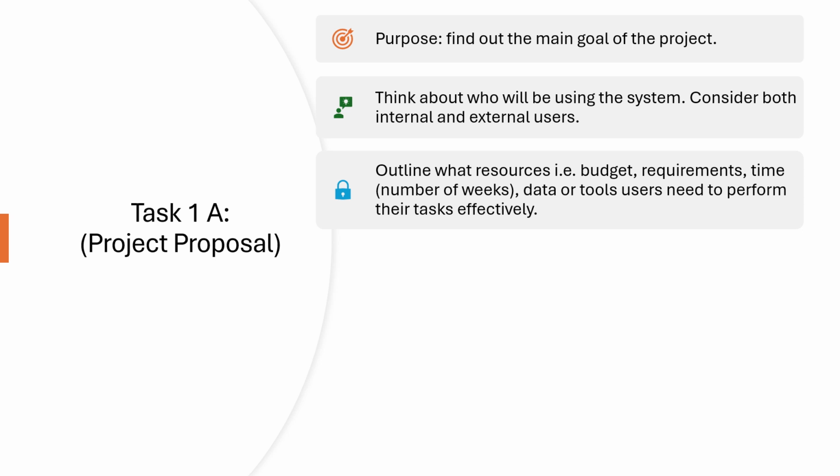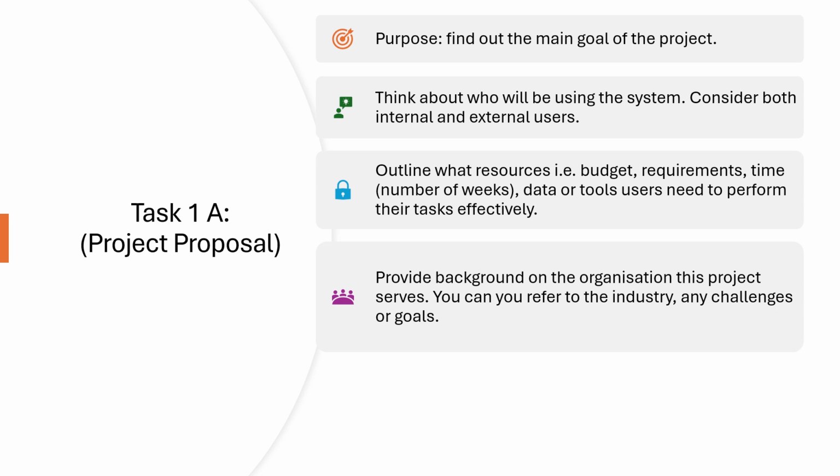You may want to outline some of the resources. So for example, the budget that you've got. So that's the actual money that has been allocated for this project. The requirements. So the requirements might reference how many screens you need, how the system needs to be designed, the accessibility features, the audience for the system, the time you've got, the number of weeks allocated to complete this particular project, and the tools you may need to perform this task effectively.